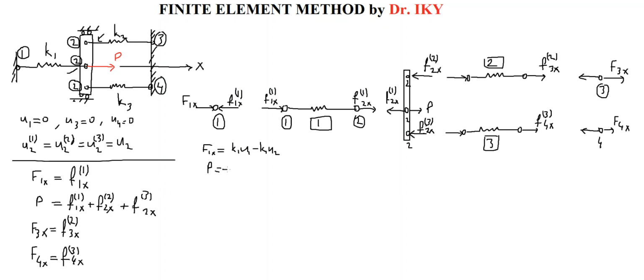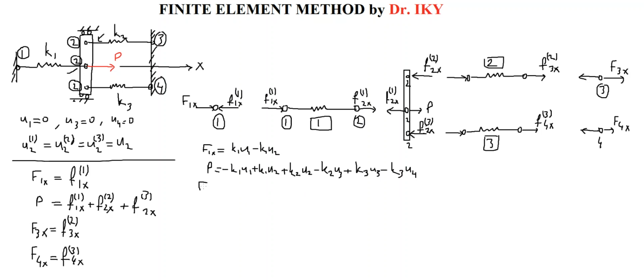P is equal to minus K1U1 plus K1U2 plus K2U2 minus K2U3 plus K3U3 minus K3U4. This is for P load.